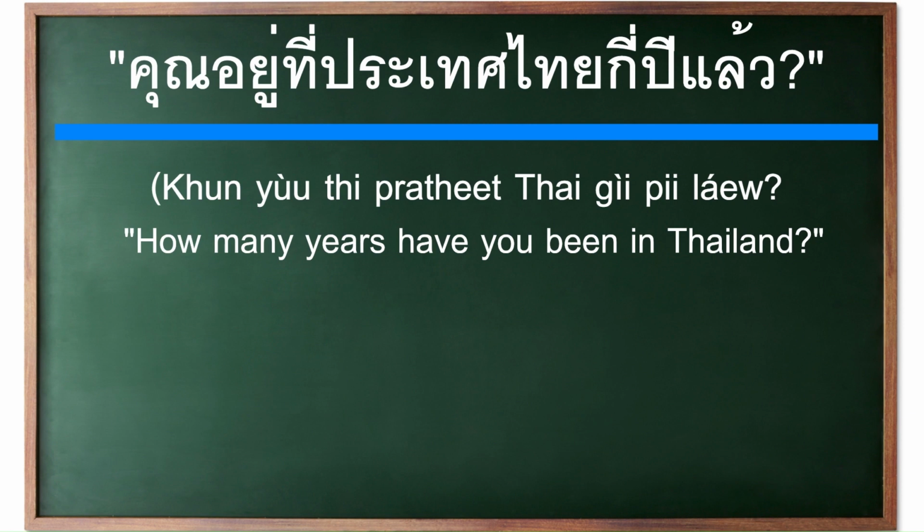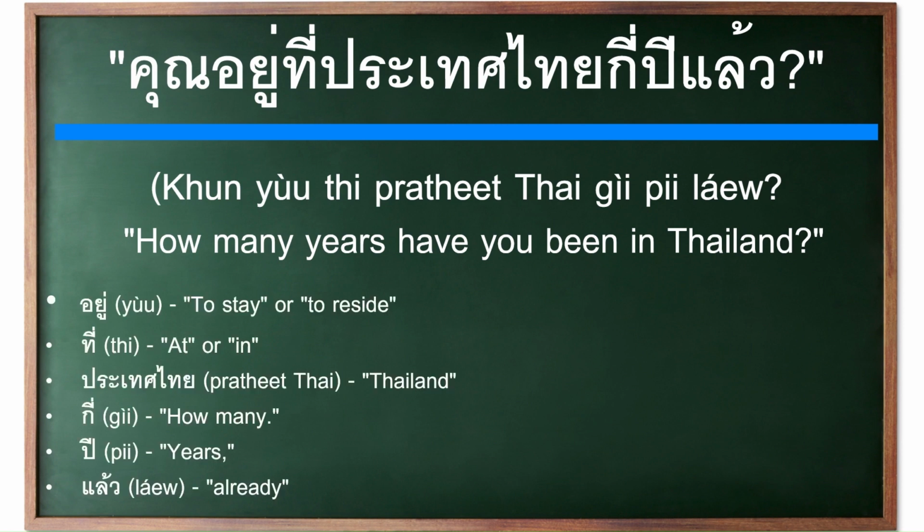คุณอยู่ที่ประเทศไทยกี่ปีแล้ว. This question is used to ask someone precisely how many years they have been in Thailand. It is formal and structured, ideal for situations where specific information is necessary, like in professional or official contexts. Now let's take a closer look at what each word in this sentence means.